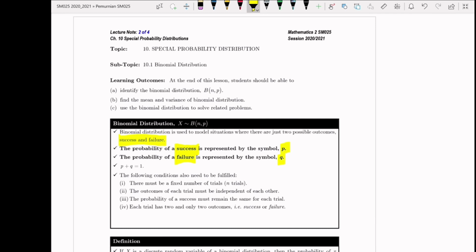And the probability of success plus the probability of failure, which is P plus Q, is equal to 1. 1 is the total probability. The following conditions also need to be fulfilled. First, there must be a fixed number of trials, which is n. The outcomes of each trial must be independent of each other. The probability of success must remain the same for each trial. Each trial has two and only two outcomes, which is success or failure.